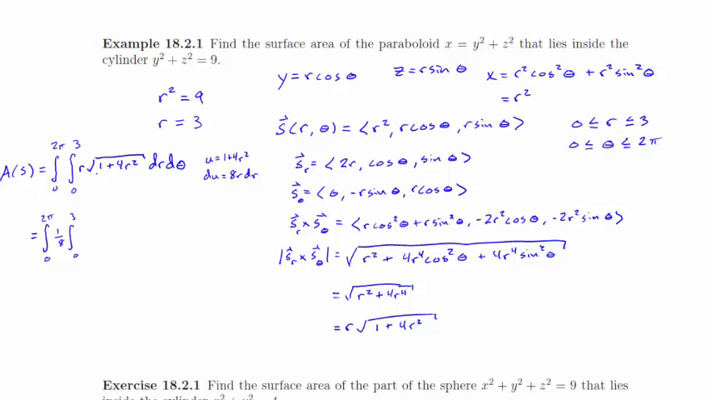So then I have the square root of u, du d theta, and I almost forgot to change my bounds, super important. So if u is, or I'm sorry, if r is 0, we get u is 1. If r is 3, we get 9 times 4 is 36, plus 1 is 37.